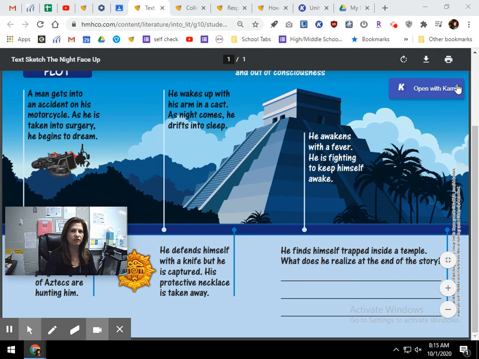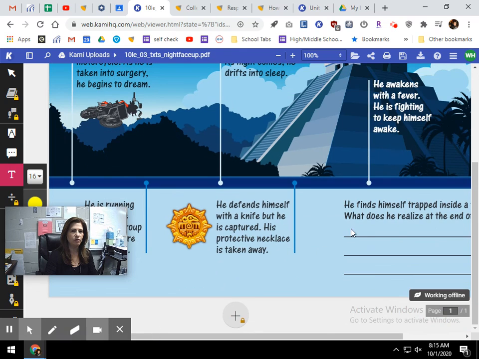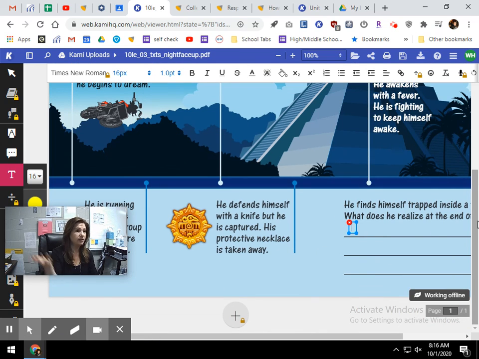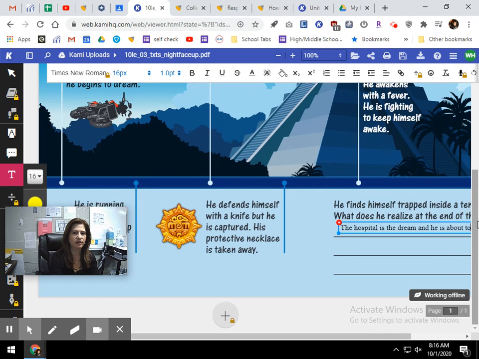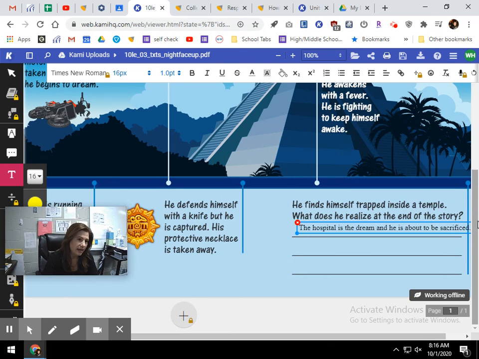What does he realize at the end of the story? Now you can open this up and you can mark it up if you so choose. You do not have to do this. But let's just go ahead and do this. What does he realize at the end of the story? The hospital is the dream. And he is about to be sacrificed. Now, I have not graded the analyze the text or the read for this yet. So if you didn't understand that and now you go, oh, wait, I got that question wrong when it asks you what he realizes, I think it's paragraph 17, you can go back and change that now because I haven't graded it yet, okay?